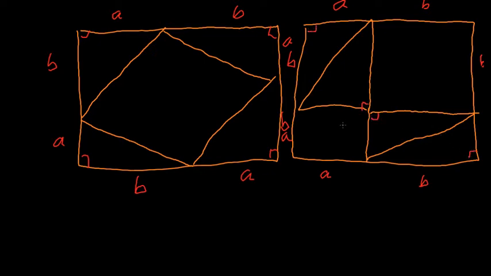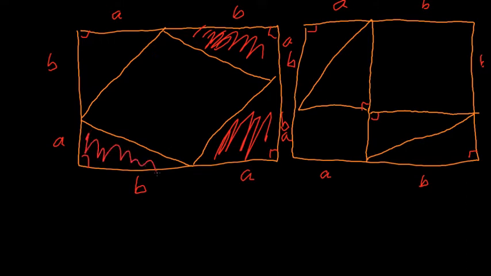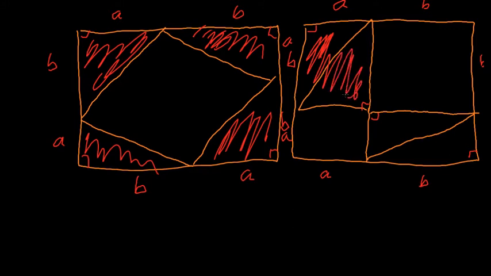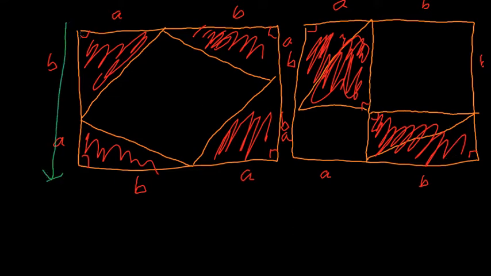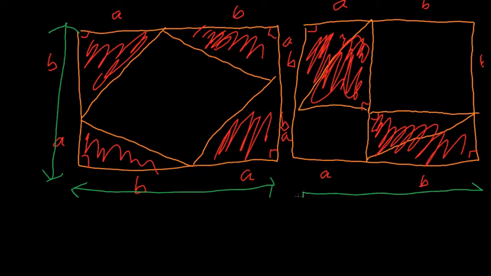Okay, now let me just shade in those triangles and see what regions of the square are left. Okay, now these are the same square. We can see that because the big length of this square is A plus B, right, on both squares. Just by reading it off there, the length is A plus B. Okay, whoopie-doo.